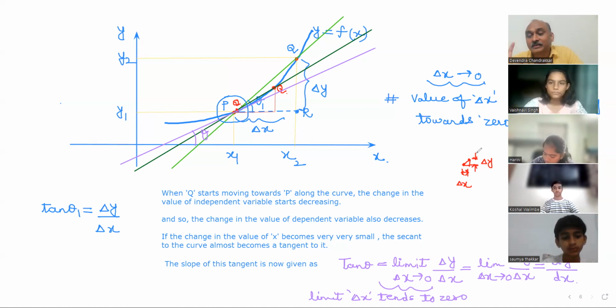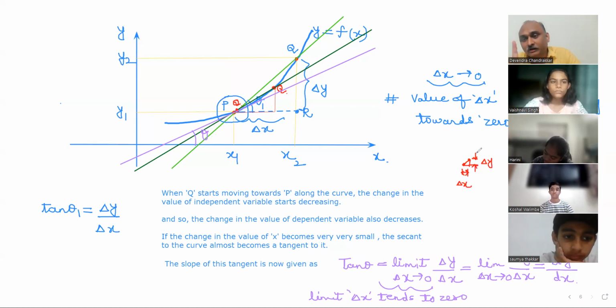हाँ. For example, the change between x1 and x2, the delta x is say 0.00000001, 10 to the power minus 14 है. It is not 0, but it is very close to 0. Yes or no? All of you understood this or not? Very close to 0. Yes, sir.